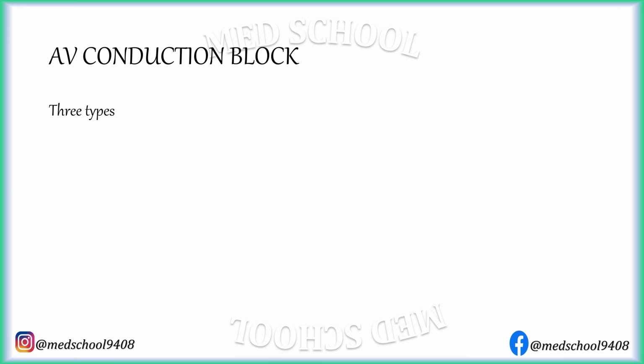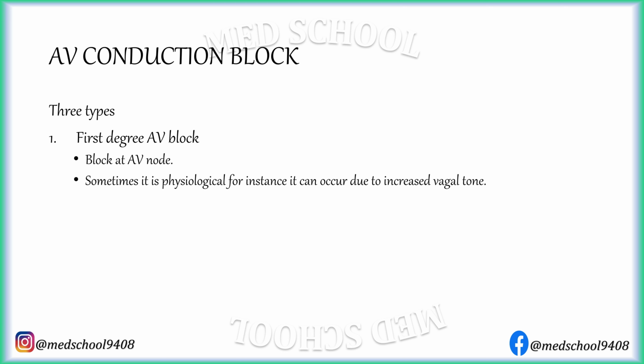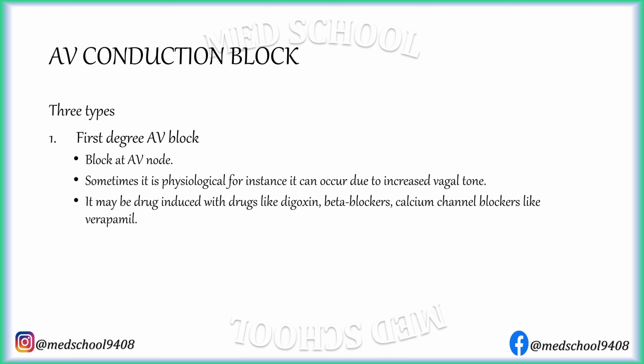AV conduction block occurs when there is partial or complete block to the passage of impulse from atria to ventricles. There are three types or degrees of AV block. In first degree, block is present at AV node. Sometimes it is physiological, for instance, it occurs due to increased vagal tone. It may be drug-induced with drugs like digoxin, beta blockers, calcium channel blockers like verapamil.